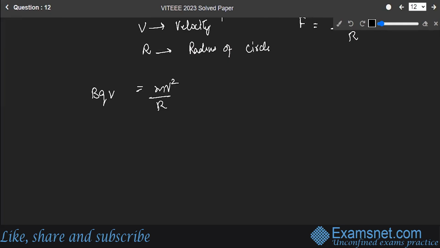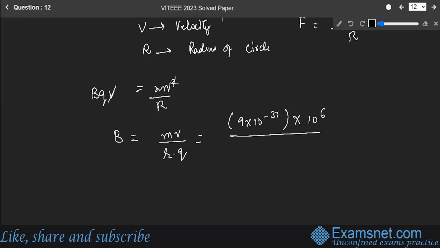So let's fill in the values now. First of all, you have to find out the b. This is v, and v will cancel. You will have this as mv upon r into q. All the values are given to you in the question. Mass is 9 into 10 power minus 31. Velocity 10 power 6. Radius is 0.1, and charge on an electron is defined.